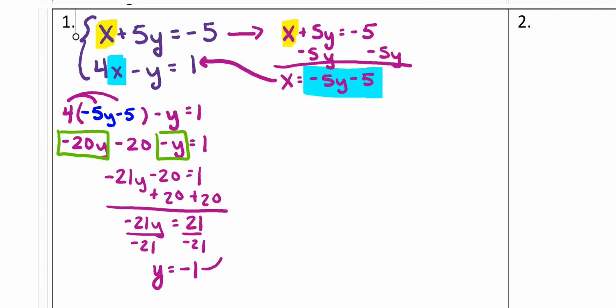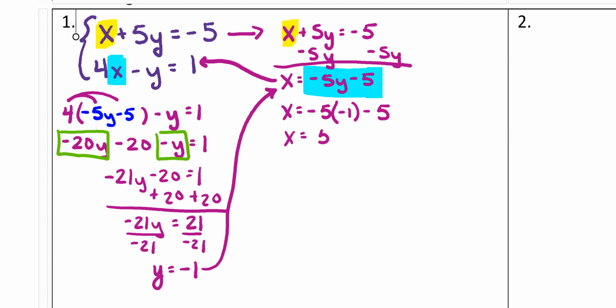So now we've got to take this. We're not done yet. We're going to take it all the way back up to the top and plug it in where the y is. So x equals -5 times -1 minus 5, which means x equals +5 minus 5, which of course is 0. So our solution right now is 0, -1 as a point.